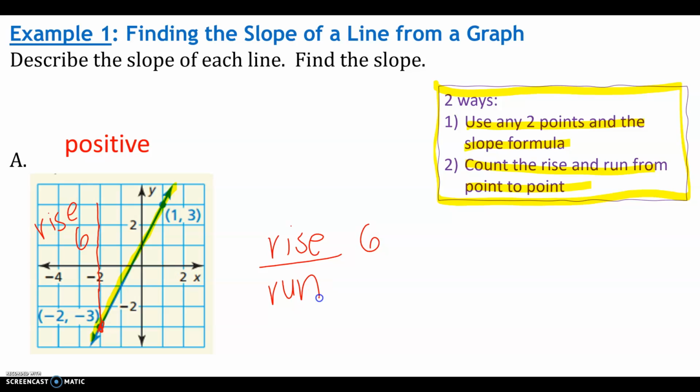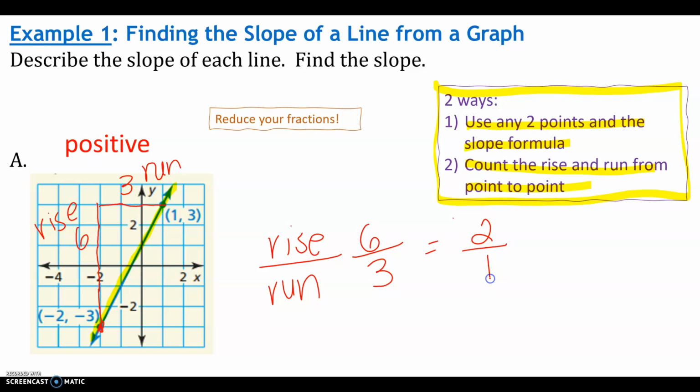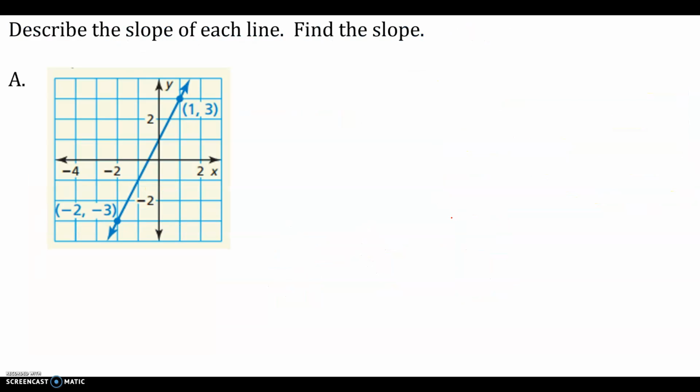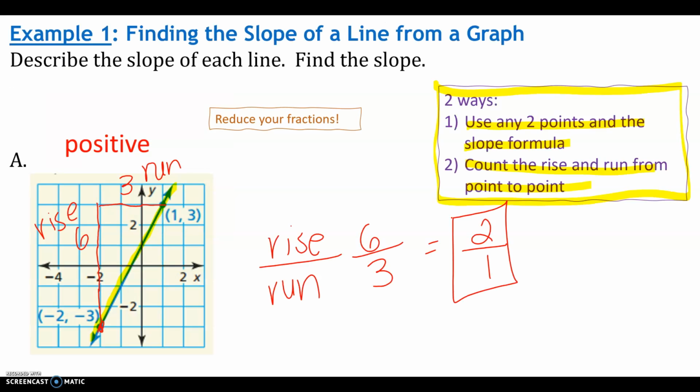Now we're going to run. 1, 2, 3. So we ran 3. We need to reduce our fractions, so our slope is 2 over 1. Again, very, very easy. Actually, let's do the same problem, but we're going to use the formula to still get 2 over 1.